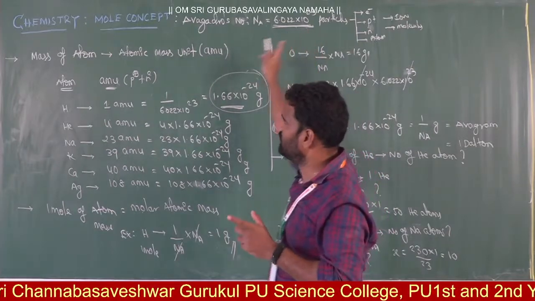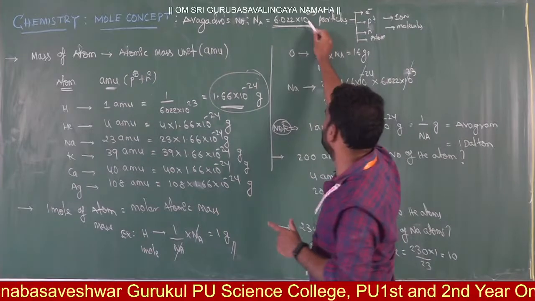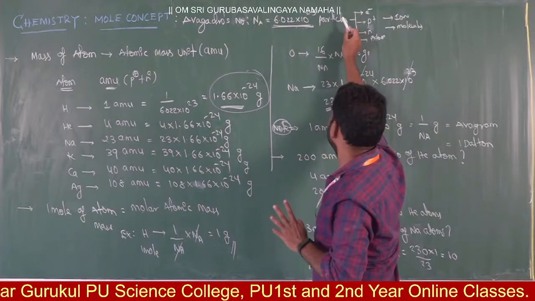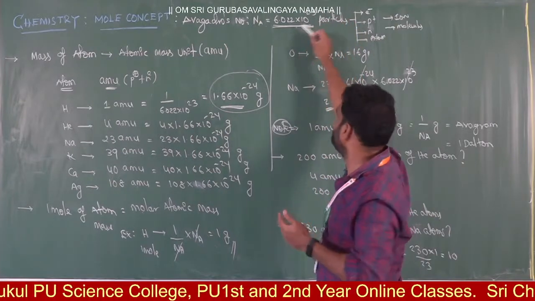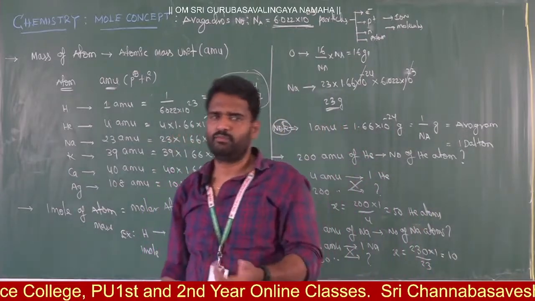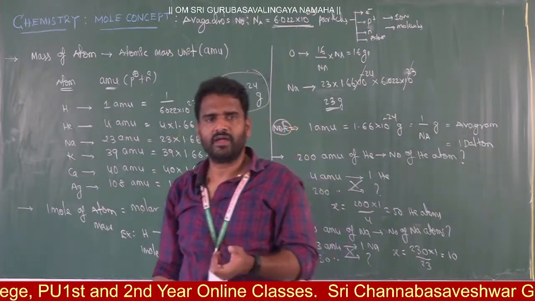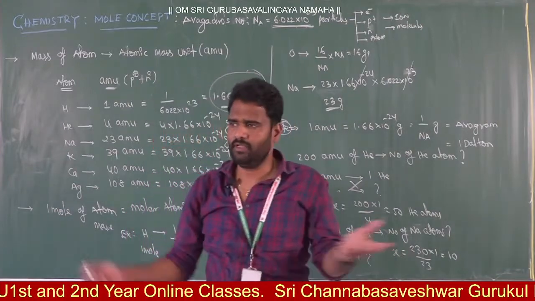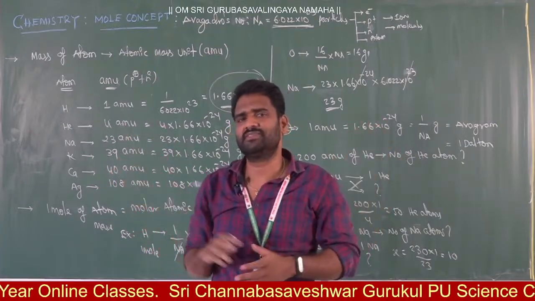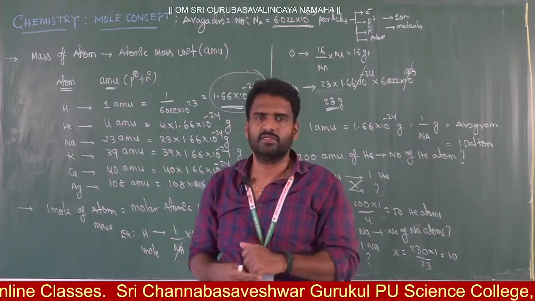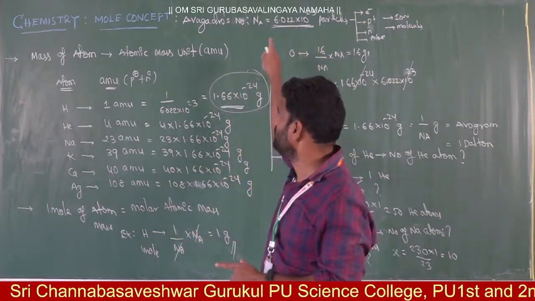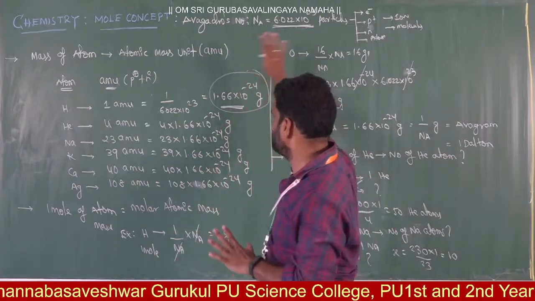Avogadro number means 1 mole of particles. Its mathematical value is 6.022 into 10 power 23. The particles may be anything in nature. In nature, we have electrons, protons, neutrons, atoms, molecules, and ions. A combination of these particles gives us all the different states of matter in the universe. So you can apply the mole concept anywhere, wherever matter is there. This is the general introduction.